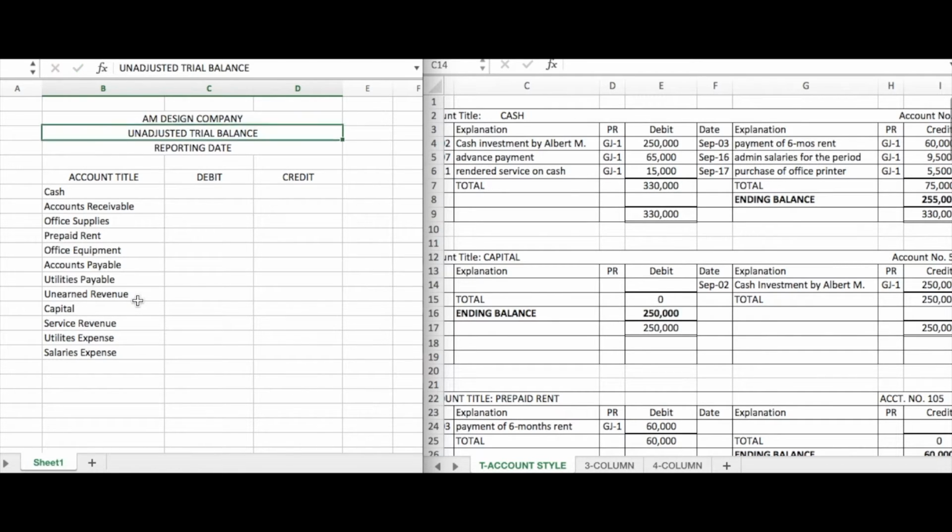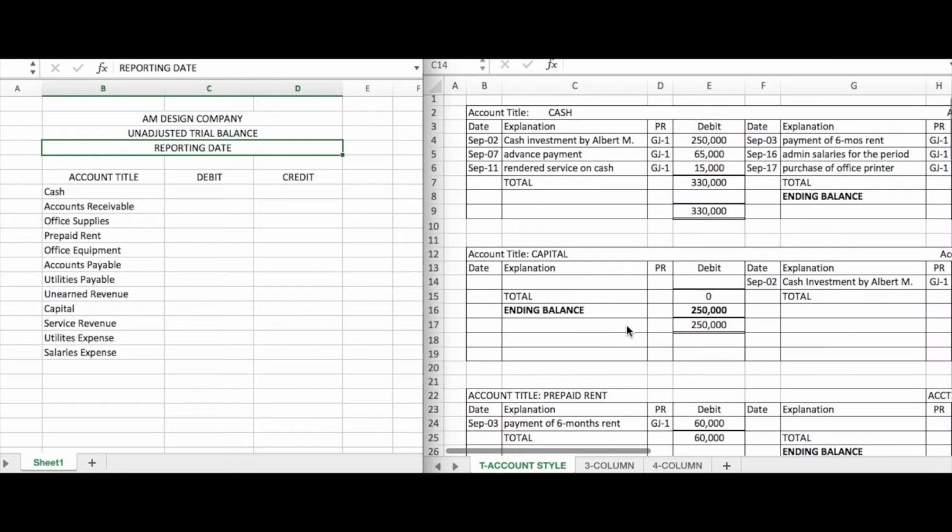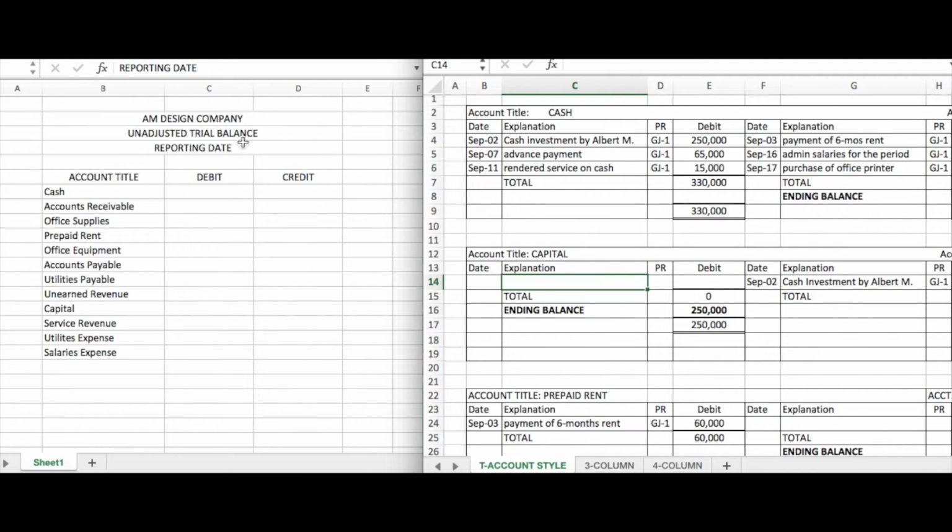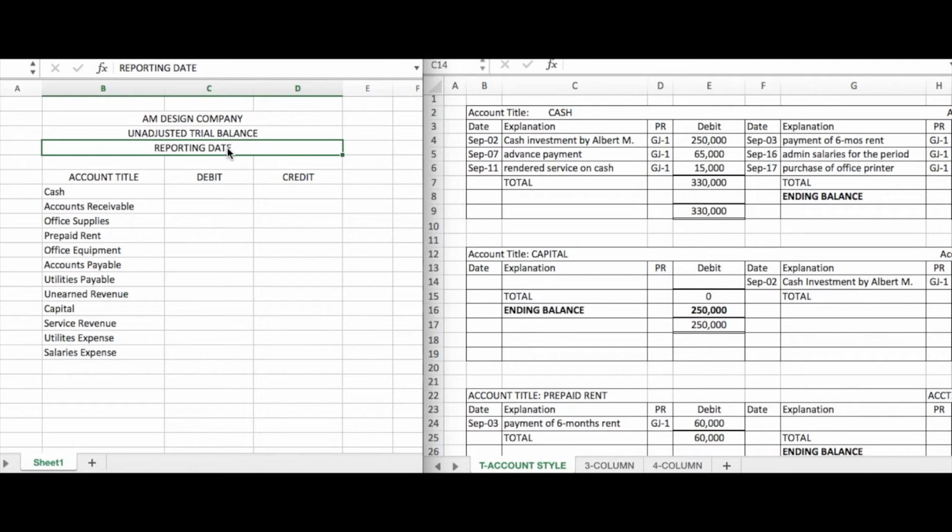The name of the document is the unadjusted trial balance, then the reporting period or the reporting date. Since it's a trial balance, it should be a single date. So this one is September. The end date of September is September 30. So this should be September 30.